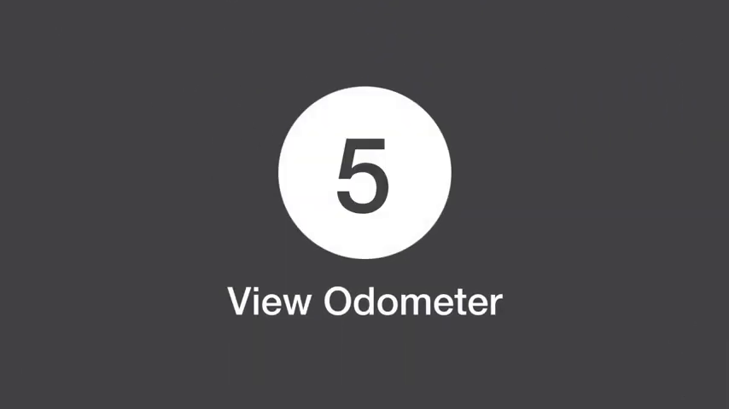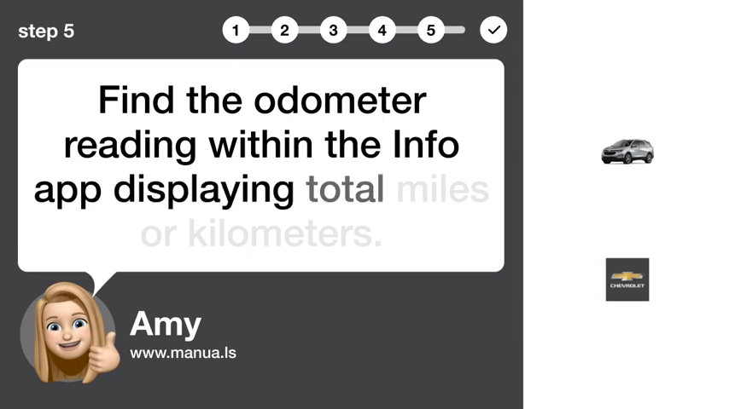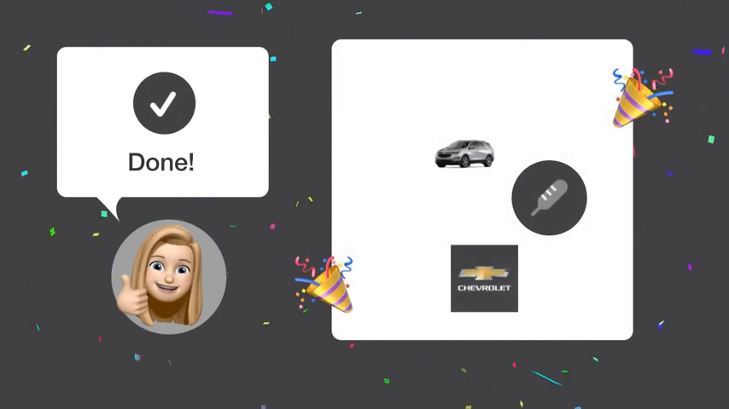Step 5. View odometer. Find the odometer reading within the Info app displaying total miles or kilometers. Now you should easily see the odometer reading on your Chevrolet Equinox.